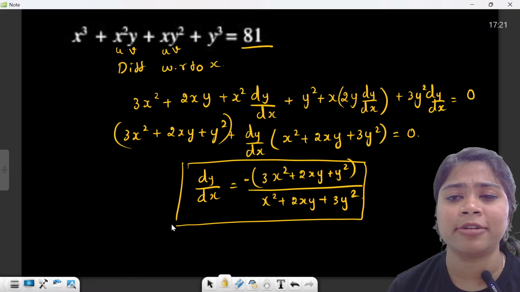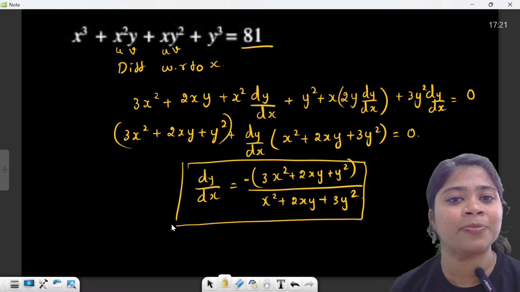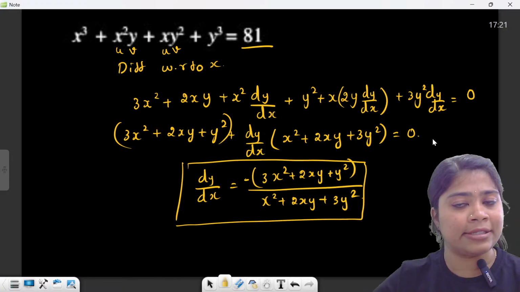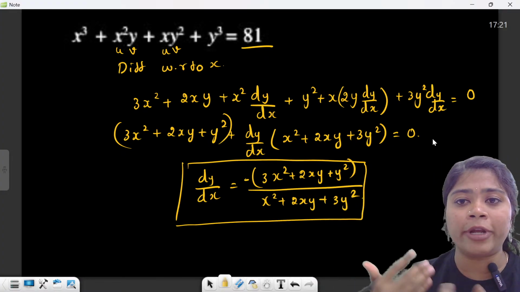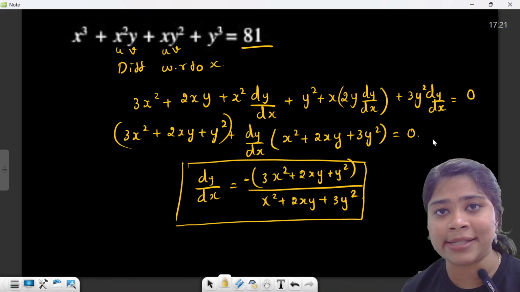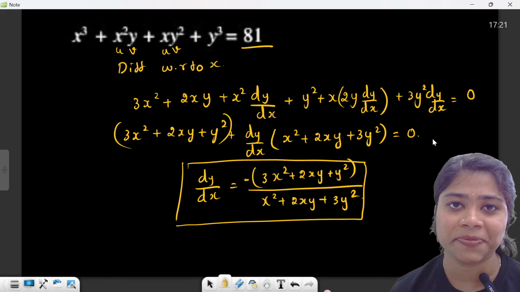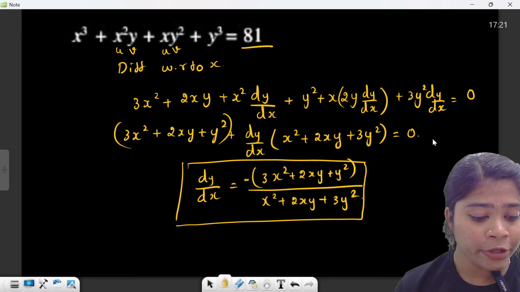That simple it is. Don't put so many steps here. Try to minimize steps and try to get the answer as soon as possible. Getting my point? You understood?